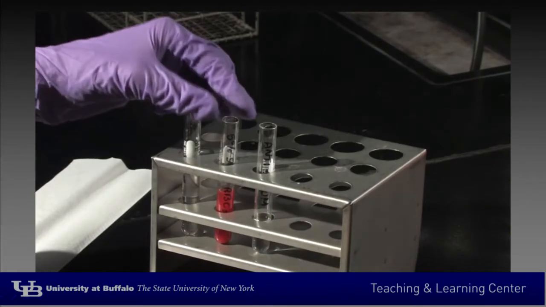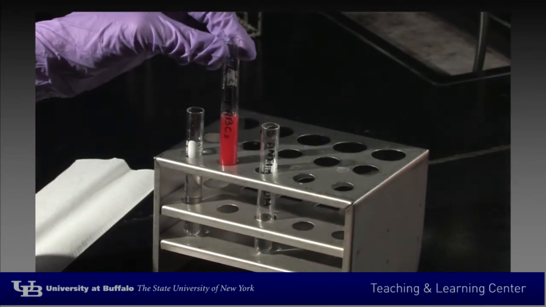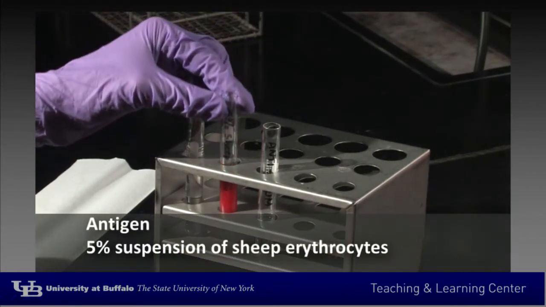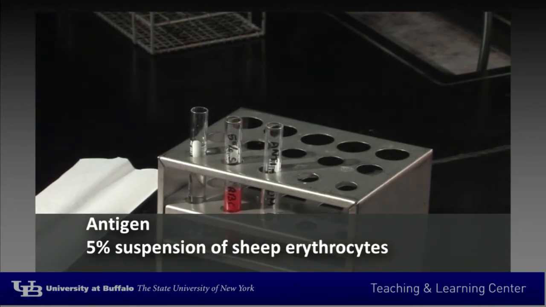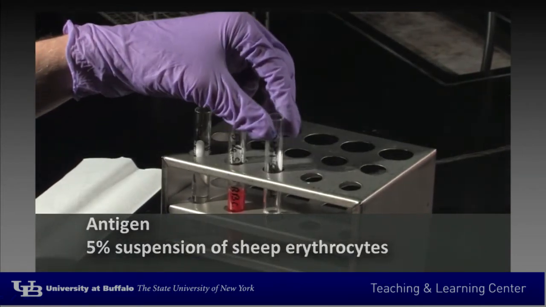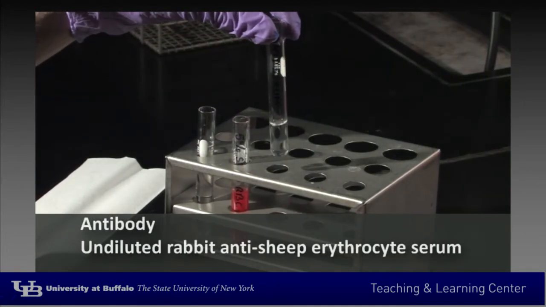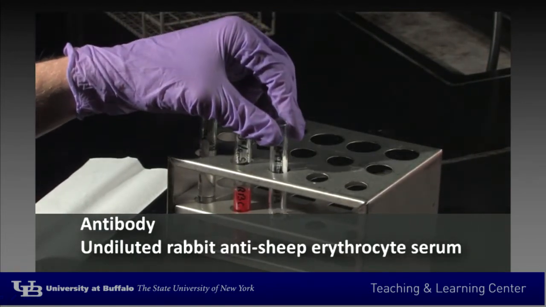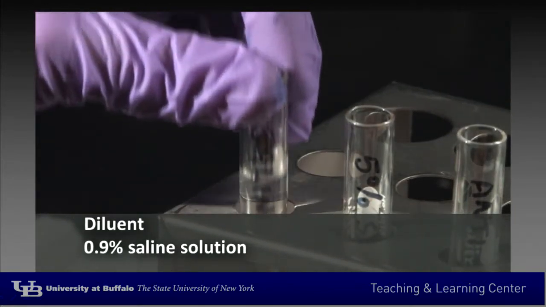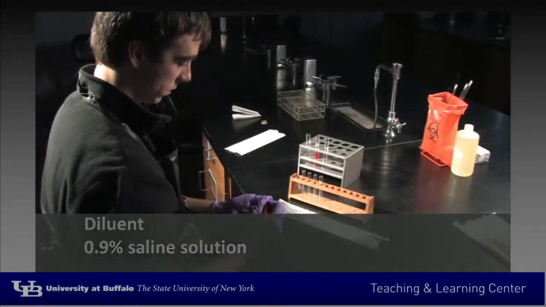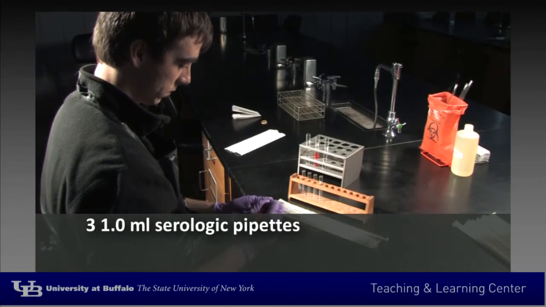The following materials will be used: a 5% suspension of sheep erythrocytes, which is the antigen, undiluted rapid anti-sheep erythrocyte serum, which is the antibody, 0.9% saline solution, which is the diluent, and 3 1 ml serologic pipettes.